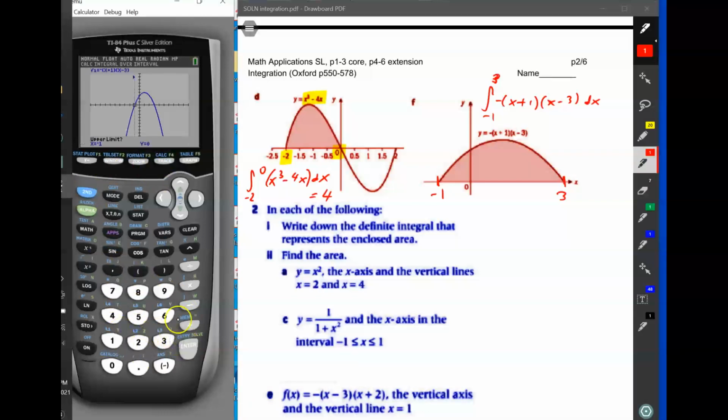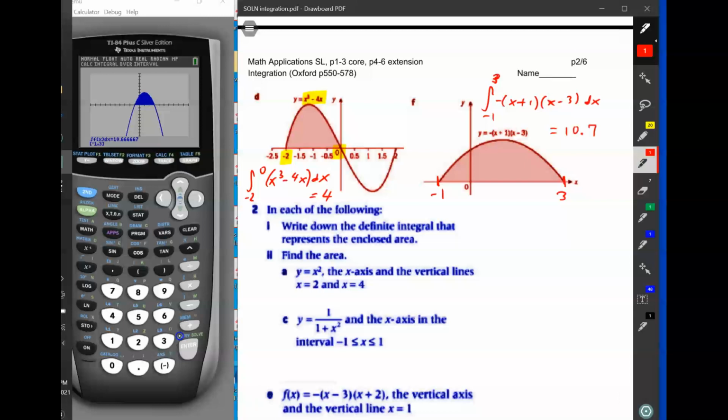And I'm going to put in the upper limit, which is 3. And you can see that it colors it in perfectly, and the answer is 10.6666, also known as 10.67 or 10.7 if you're looking for 3 significant figures. At least give me 3.